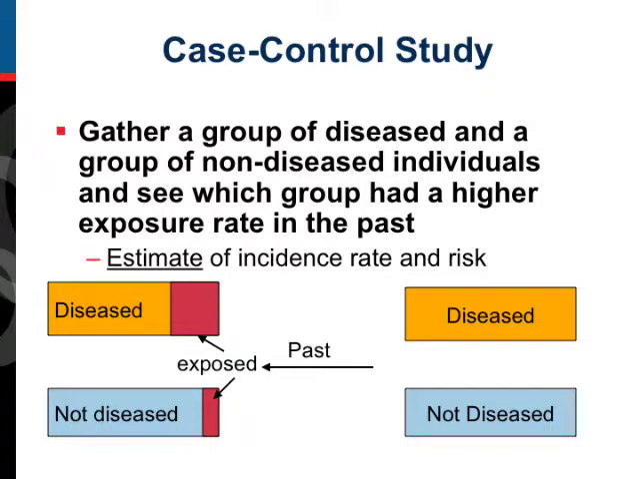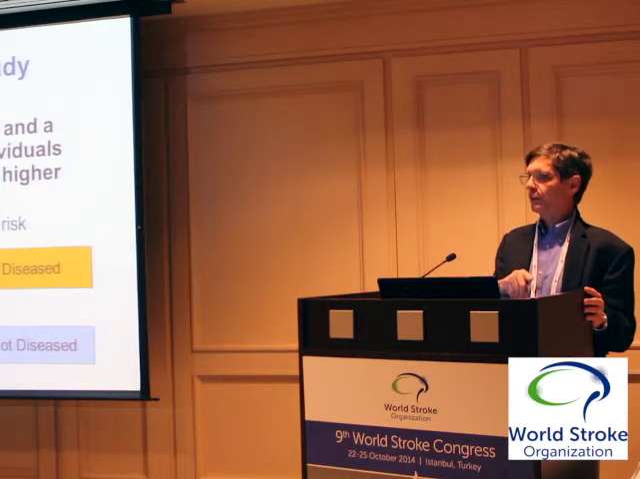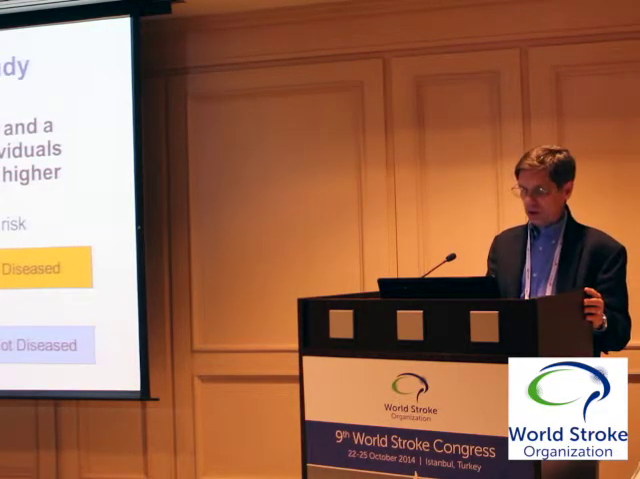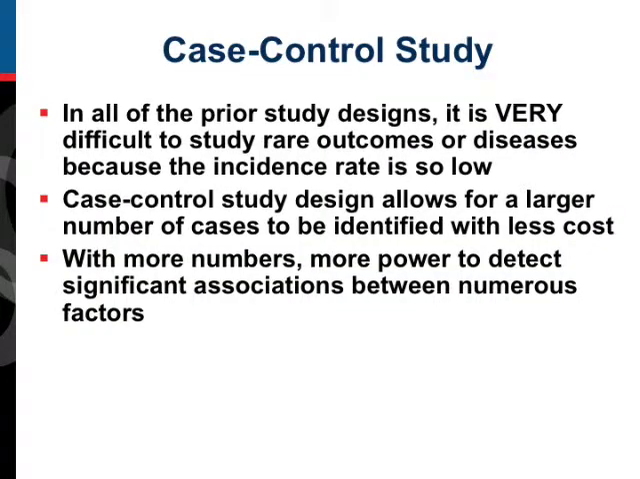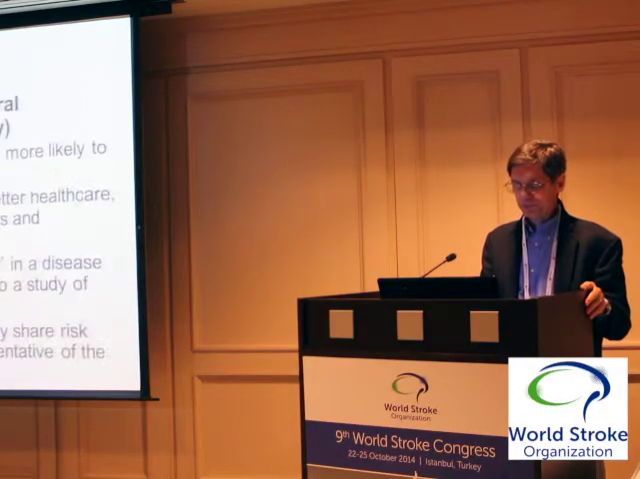Now you can see there's some limitations about that process. You have some potential biases that can creep in. But it's the best way to study more rare diseases because the incidence rate is so low. You can collect a lot more cases retrospectively and then go backwards. It allows for a larger number of cases to be identified with less cost. And with more numbers, you have more power to look at significant association between factors. And ideally, though, you've got to get all of the cases in a defined population. Otherwise, you're going to be subject to many potential biases.